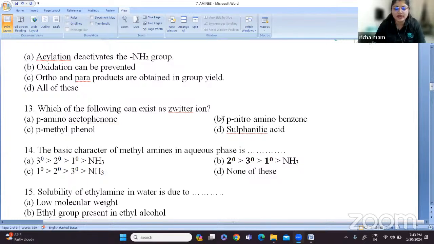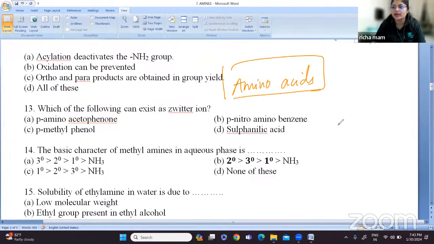So amino acids, remember that amino acids exist in the form of Zwitter ion. So how are amino acids represented? NH2.